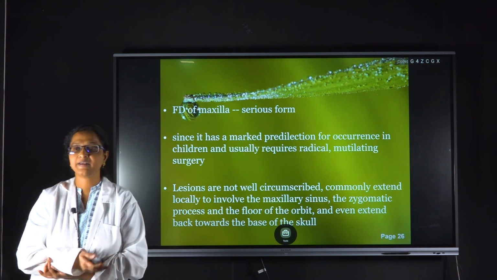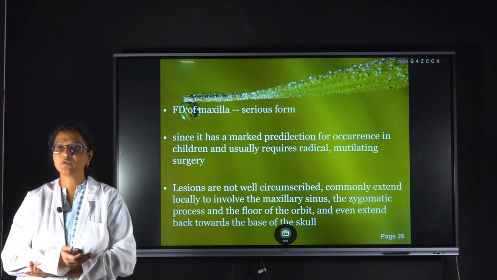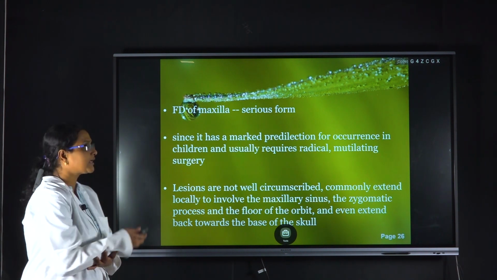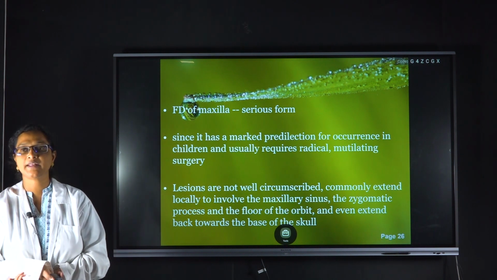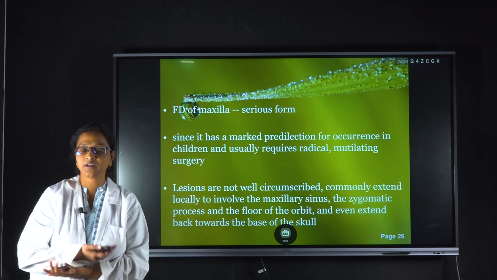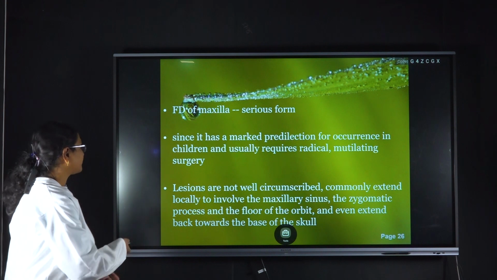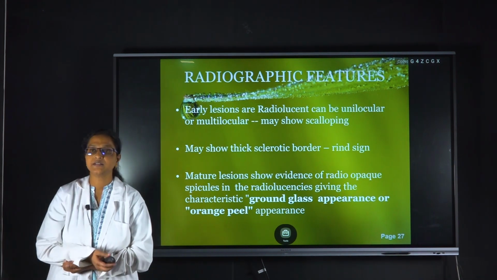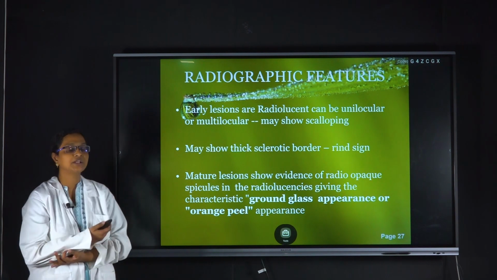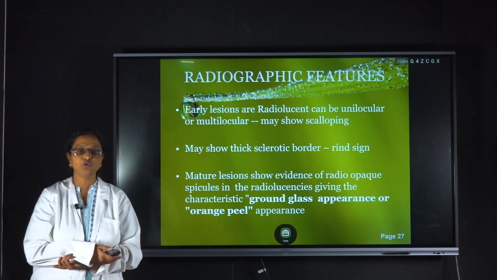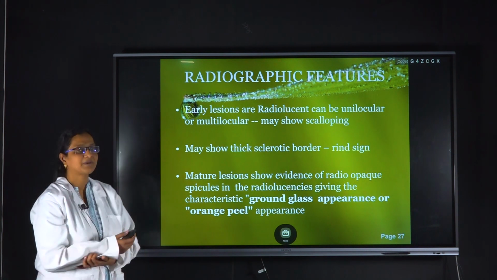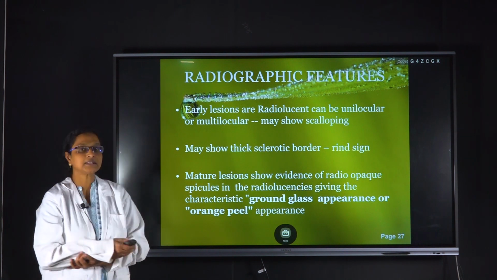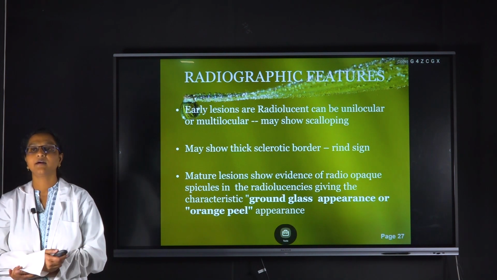Coming to fibrous dysplasia of the maxilla, it is a comparatively serious form than fibrous dysplasia of the mandible because it occurs most commonly in a younger age group, and the treatment usually requires radical surgery. Coming to the radiographic features, the lesions of fibrous dysplasia usually appear as radiolucent lesions in the initial stages. They can be unilocular or multilocular, and sometimes they may also show scalloping. These lesions may also show a thick sclerotic border, which is called the rind sign.